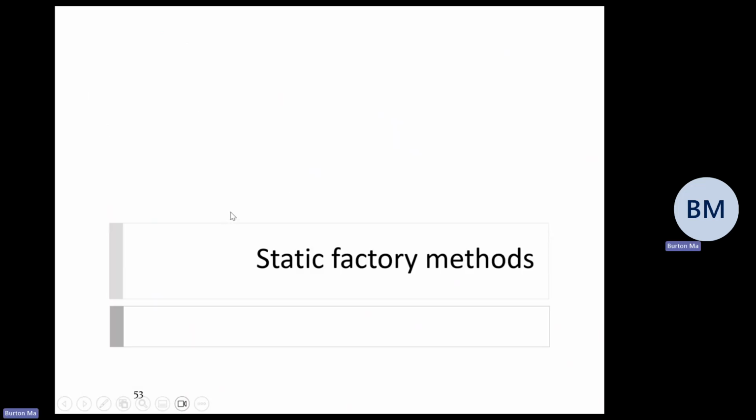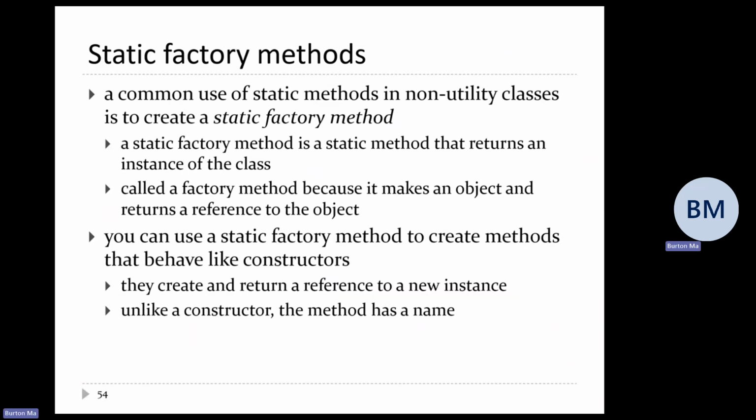Okay, so there's a class where everything is static. It is not uncommon to have a class where most of the features are not static, but you still have some static methods. And one of the common reasons why you might have a class with static methods is to create what's called a factory method. So these things are called factory methods because they make objects.